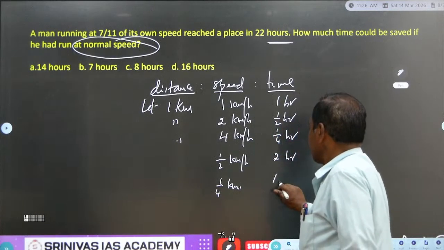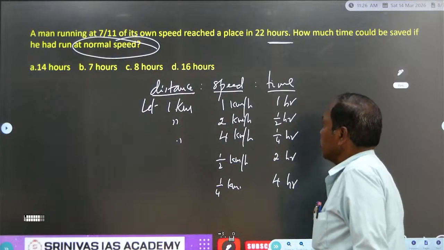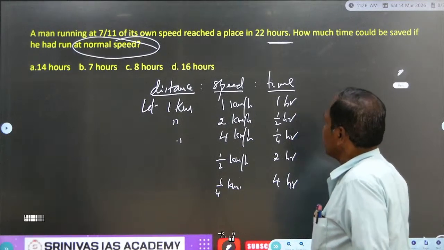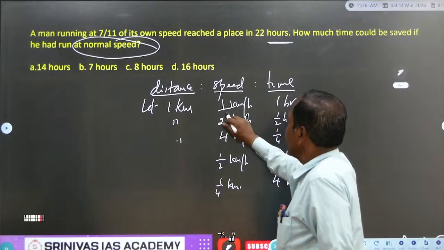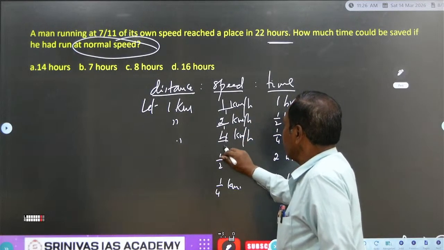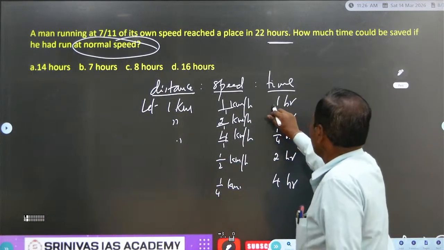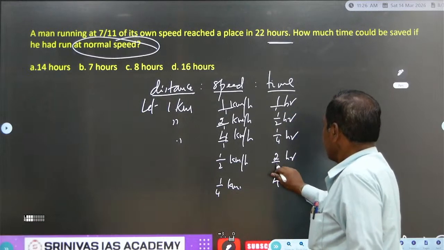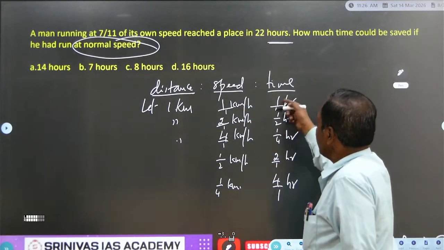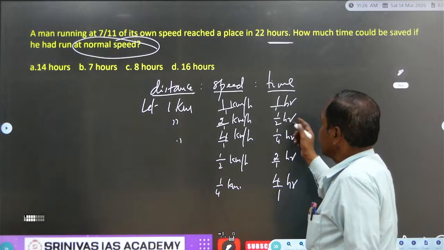4 hours, right, and so on. Now let us see, put everything, convert into fractions only. 1 by 1, 2 by 1, 4 by 1, this is okay. 1 by 1, 4 by 1, 1 by 1, 1 by 1, okay, we don't understand anything from this.